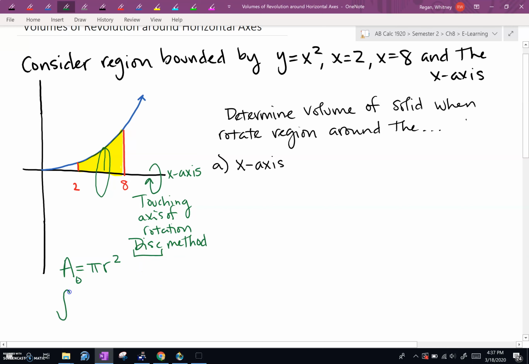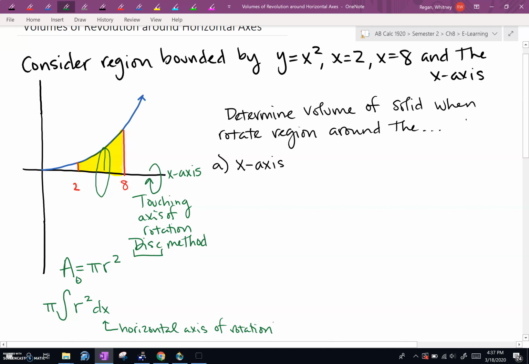So what we end up doing is pi, you can put it inside or outside the integral, r squared, and this is going to be dx because we have a horizontal axis of rotation.